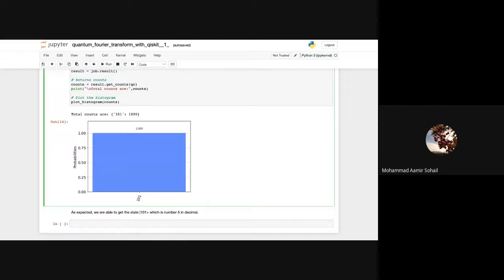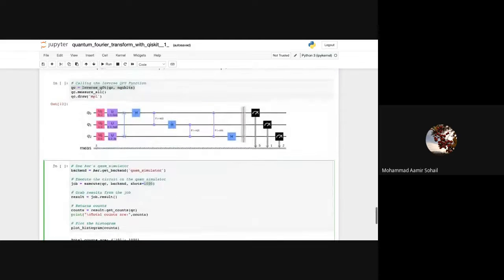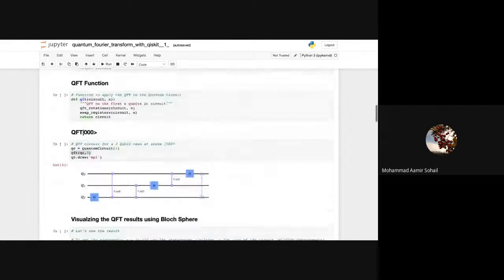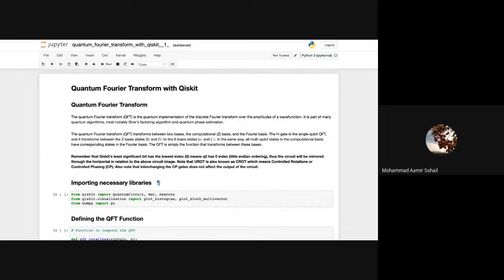So yes, this is all I wanted to discuss: the theory and this quantum Fourier transform using Qiskit. For the next couple of minutes I can take any questions and discuss other things which I may have missed or which you have in mind to share. I will be happy to discuss, or if you want me to repeat anything or go through anything twice, I will be happy to do that also.